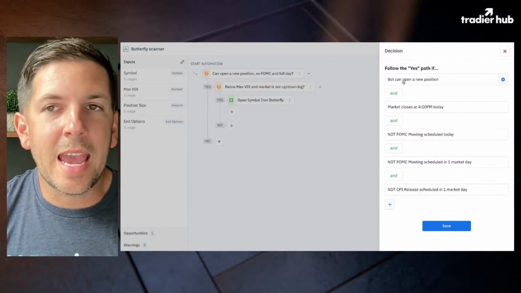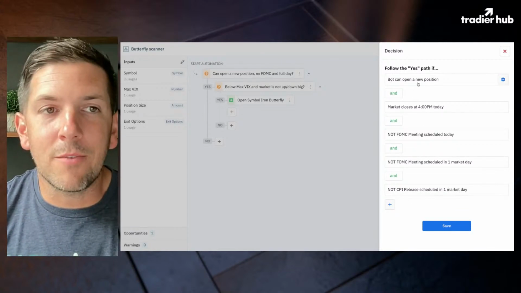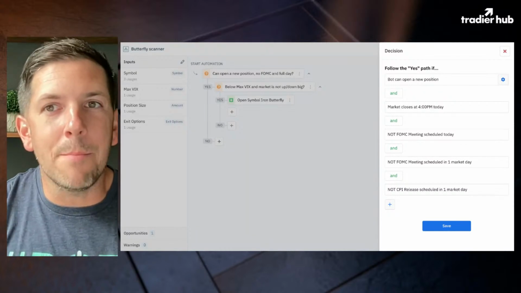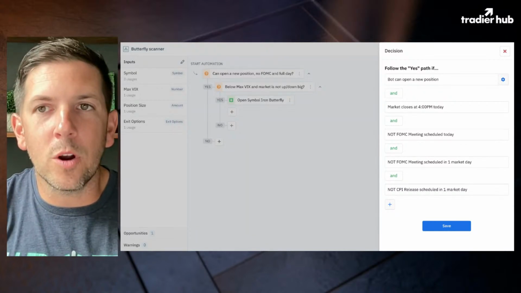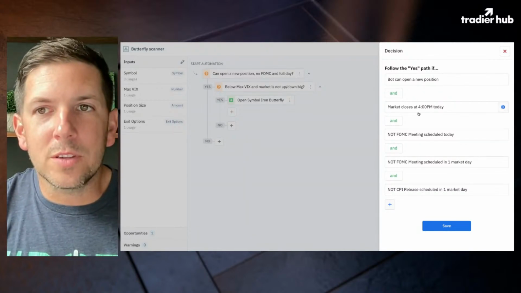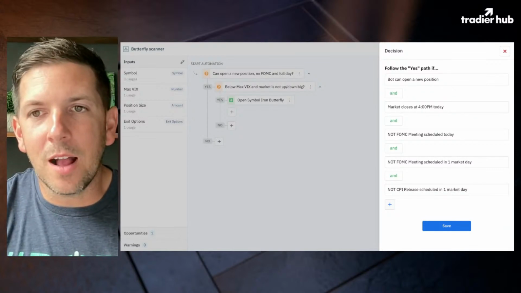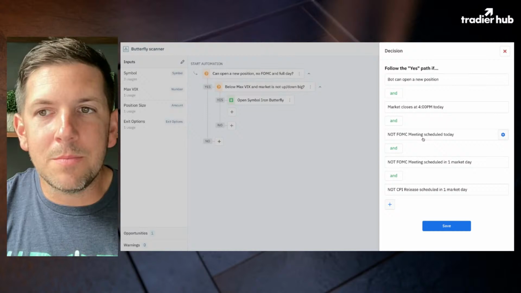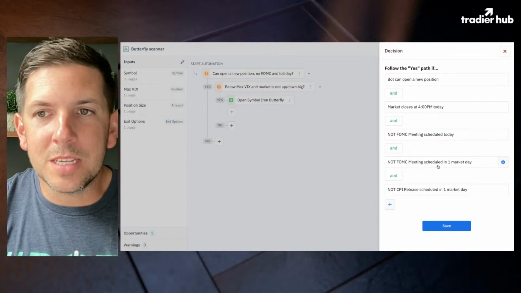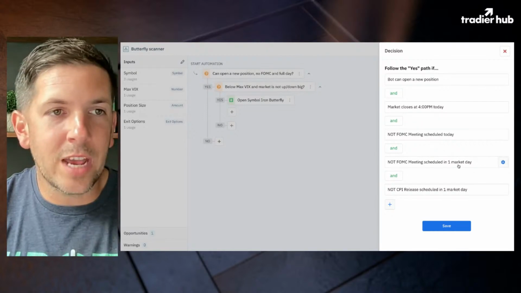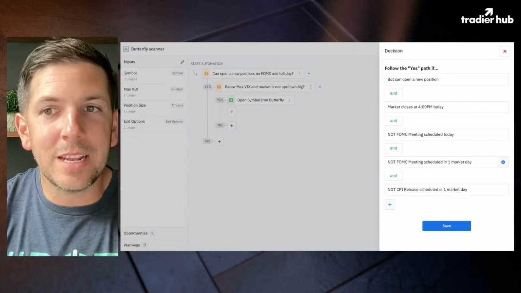So in here, we said, can the bot open a new position? Like, does it even have room to open a new position, so it's not managing its other position from before? Does the market close at 4 p.m., so it's a full trading day, which is what we want, not a half day or a market holiday? It's not an FOMC meeting today, and there's no FOMC meeting scheduled for the next day, so we don't want to trade into an FOMC meeting.